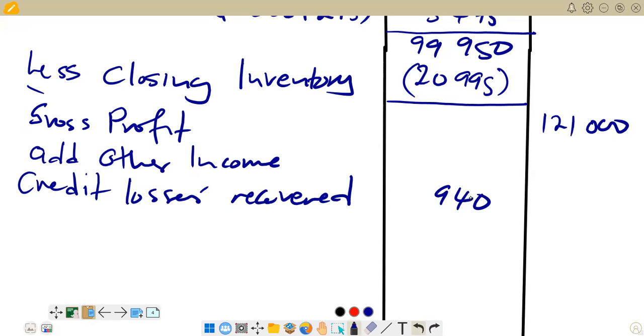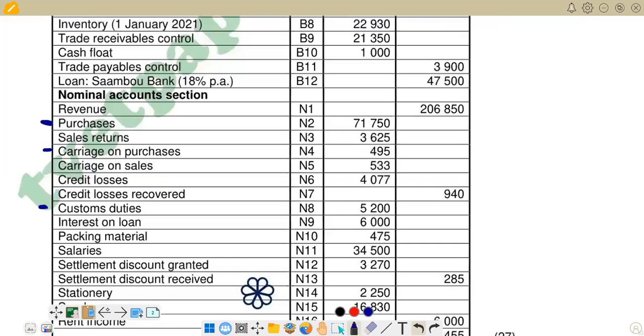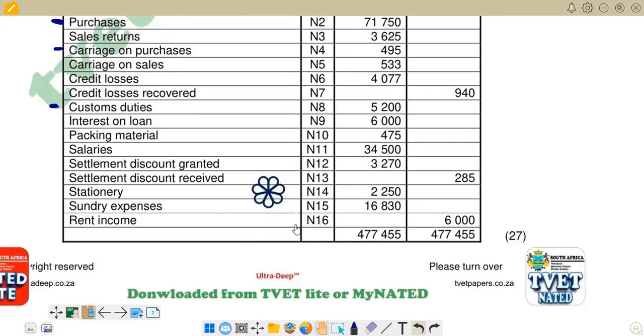And then we check again if you have got any other income that is there. So we are checking in the list of balances there. Then we refer to additional information if it's necessary, right? Let's try to see if we've got any other income. Right, we've got rent income, the last item there in the list of balances, 6,000. It's part of our income. Then we check on additional information.